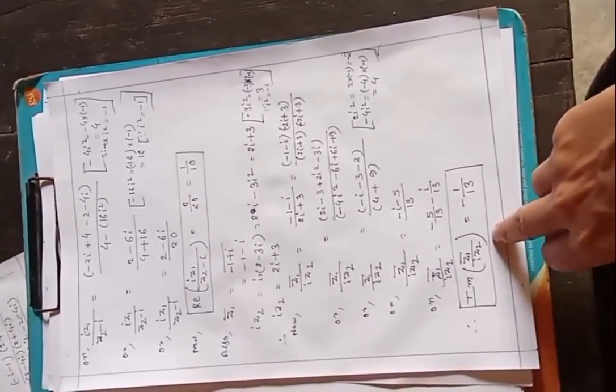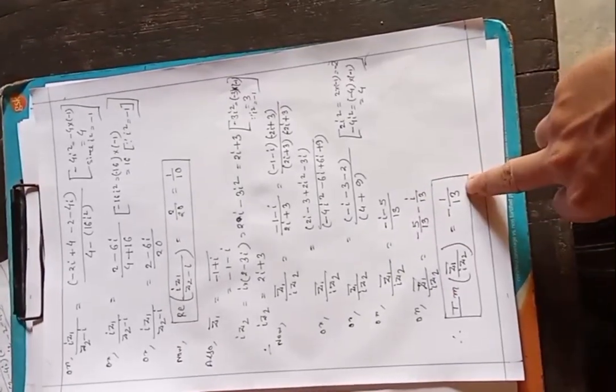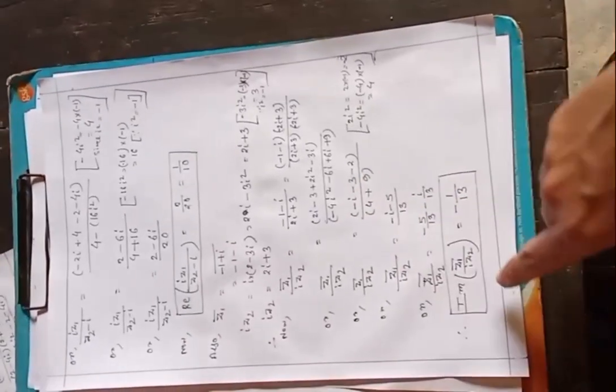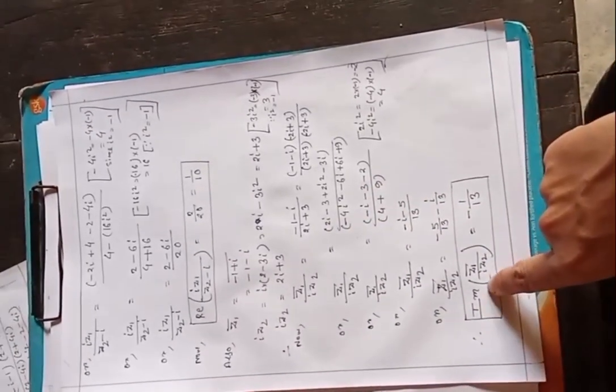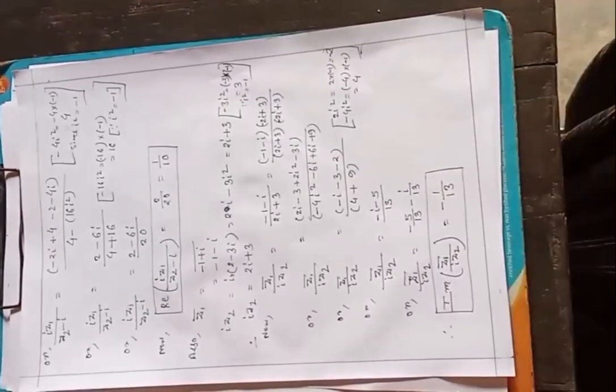Hence the imaginary part of Z1 bar by iZ2 equal to minus 1 by 13, and here the real part was minus 5 by 13, but by the problem we only need to find the imaginary part of Z1 bar by iZ2, which is minus 1 by 13. Thank you.